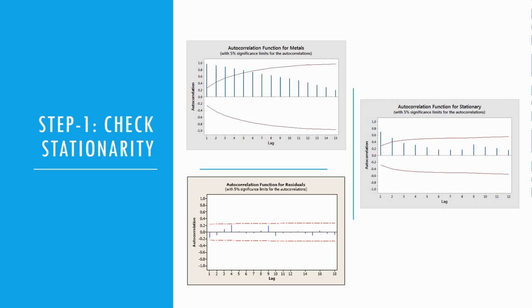Okay, so in methodology, there are basically 4 steps. The first step is checking the stationarity of the data. That means whether the data is stationary or not. So how to check that? We will check that using autocorrelation.